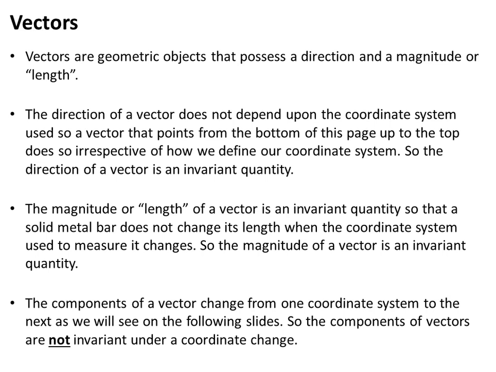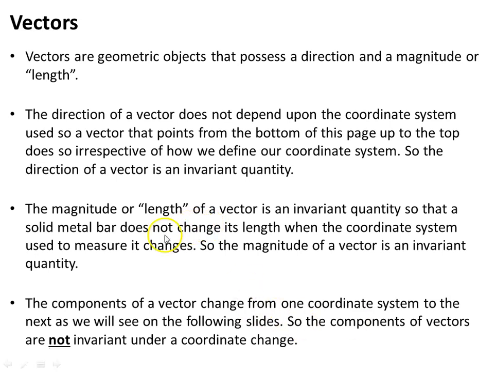Now, the direction of a vector does not depend upon the coordinate system used. So a vector that points from the bottom of this page to the top does so irrespective of how we define our coordinate system. So the direction of a vector is an invariant quantity. The magnitude or length of a vector is an invariant quantity, so that a solid metal bar does not change its length when the coordinate system used to measure it changes. So the magnitude of a vector is an invariant quantity.